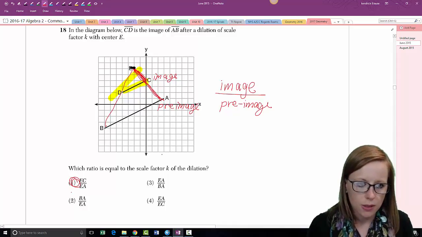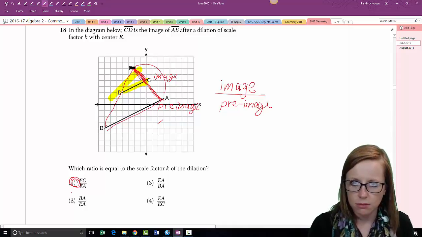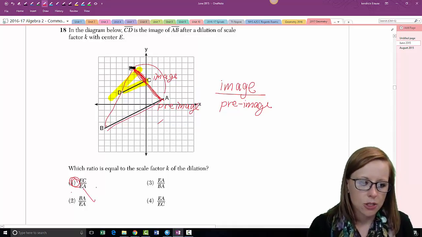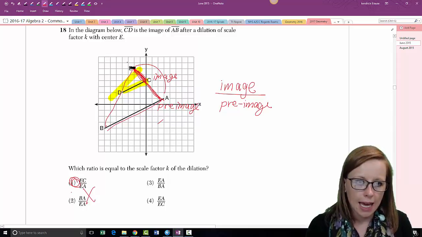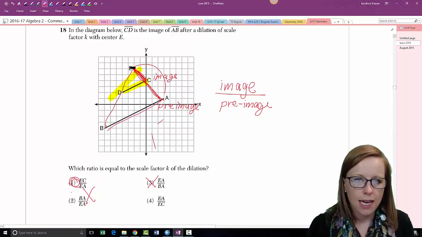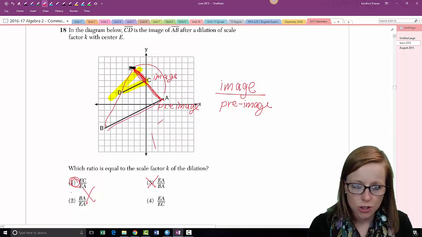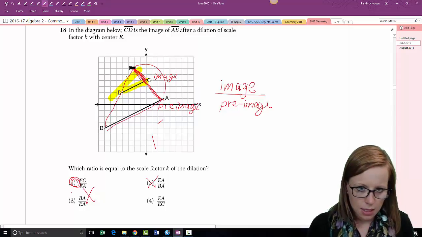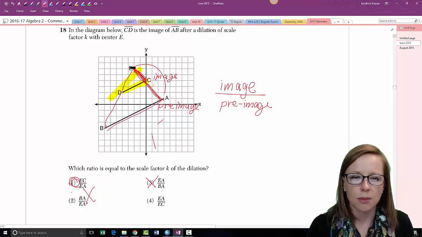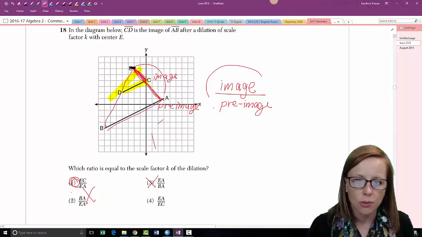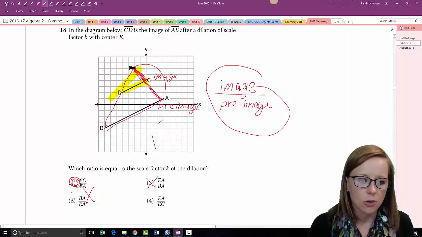Now let's talk about why they aren't the other choices. BA is the pre-image over EA. Those don't even match. That's completely wrong. Those are both parts of the image, so it's not 2. EA is that right-hand side over BA. Same deal, just flipped. And then EA is the image over EC. Did I say that wrong? Oh, no, EA is the pre-image, sorry. Pre-image over the image. So image over pre-image is important. It has to be choice 1.